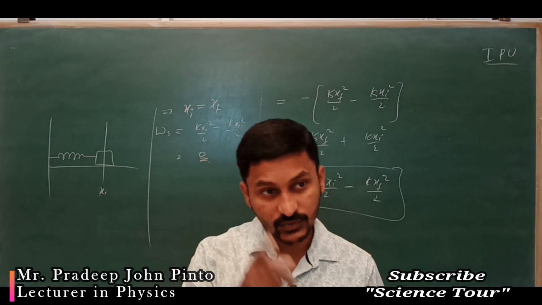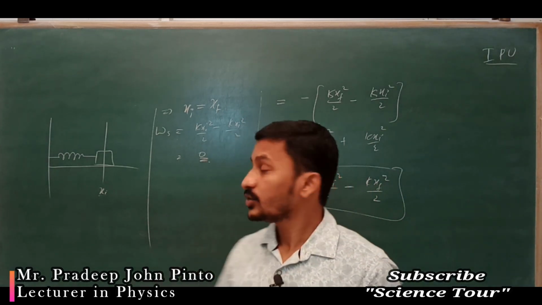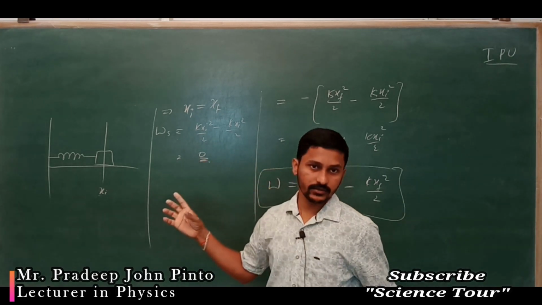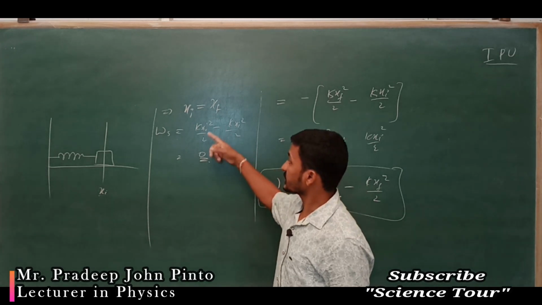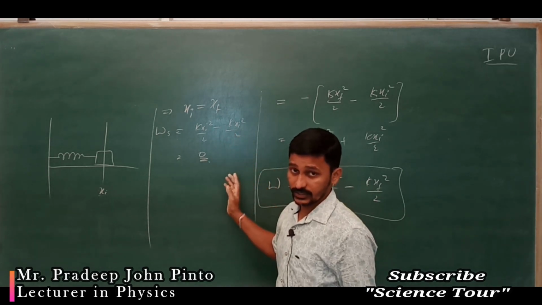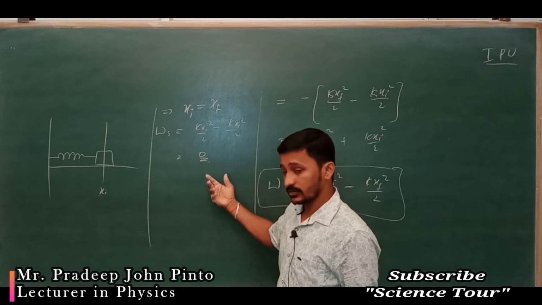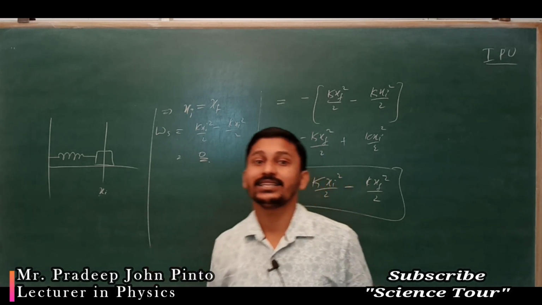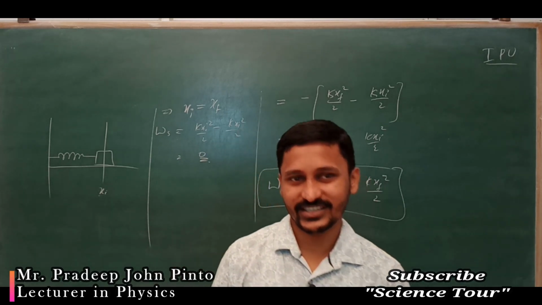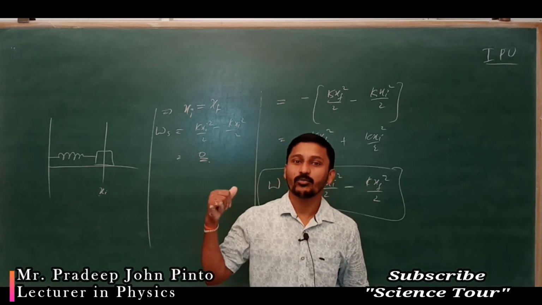If it depended on the path, you would have got some value here while pulling and pushing. Since it depends only on the initial and final points, we can make out from the equation that there is no value, which means that it is a conservative force. The spring force is a conservative force. That is what we have proved here.